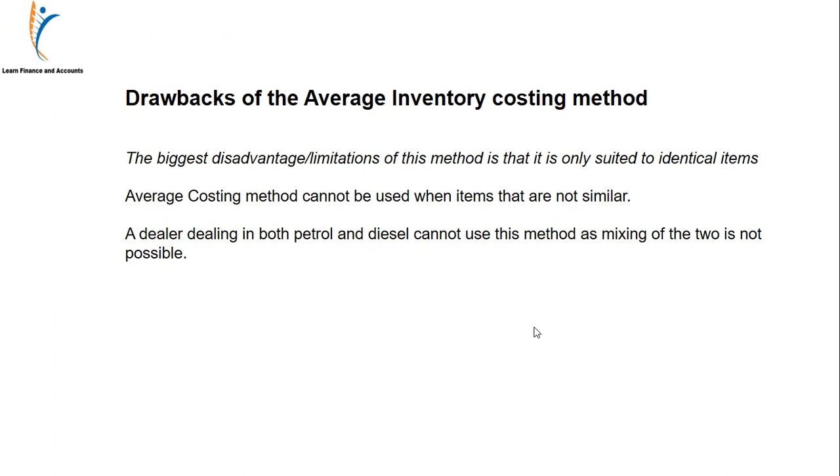So there are some drawbacks of calculation of the value of inventory by average inventory costing method. What can you think of some drawback? So the biggest disadvantage or the limitation of this method is that it can be used only for identical items. Remember the example that I gave of petrol station? He was dealing in petrol and putting petrol in the same container. Now, suppose he is dealing in petrol and diesel both, then will he be able to put petrol and diesel in the same container? No, he will not be able to do. So, the biggest limitation or disadvantage of this method is that it is suited only for identical items, not for items which are not identical in nature. It cannot be used when the items are not similar.